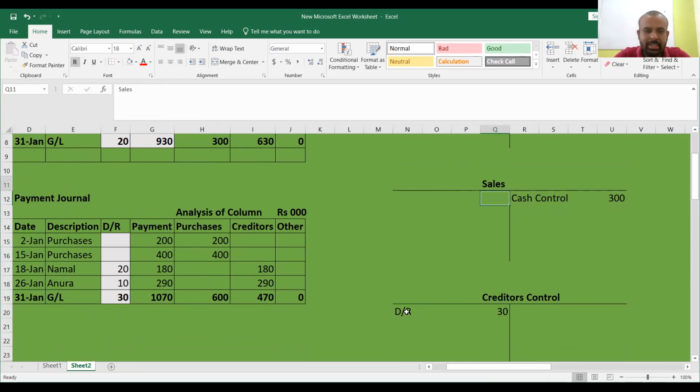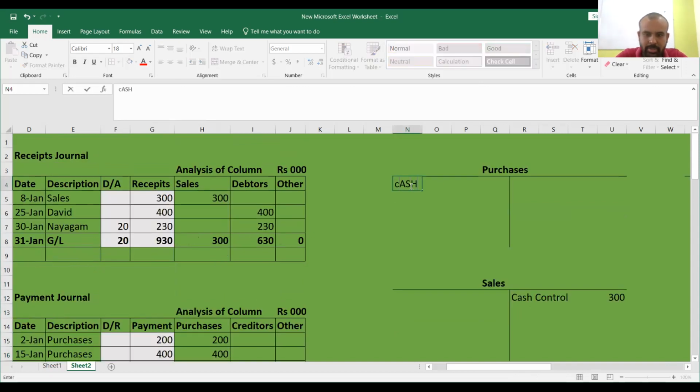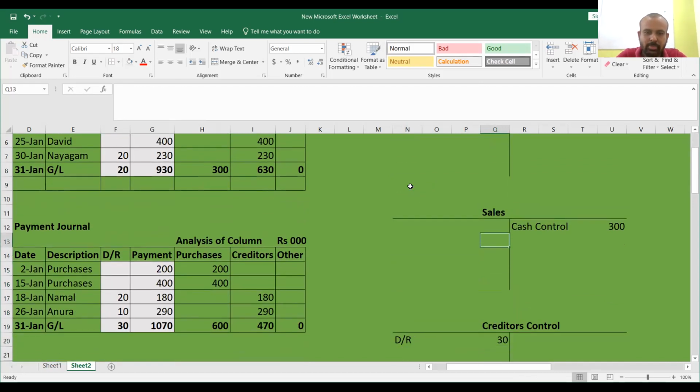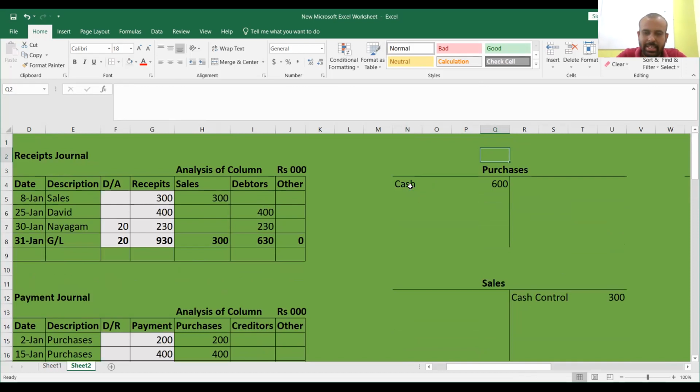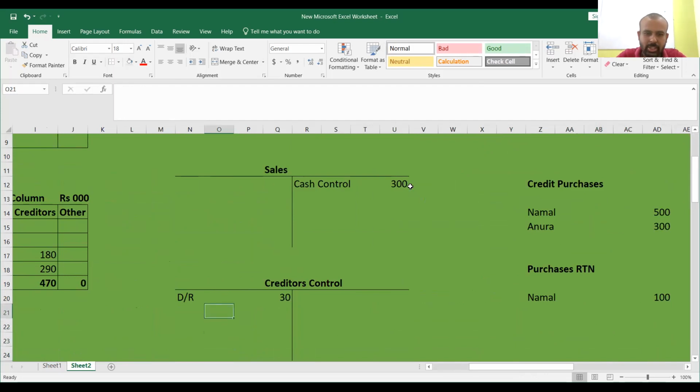Total payments 1,070,000. Total payments must be credited to the cash control account. They did not ask you to prepare the cash control account here, but must be debited to the respective other ledger account. Out of 1,070,000, 600,000 you debited to the purchases. Saying cash, you write 600,000. Cash paid to creditor rupees 470. You record here saying cash. Cash control account must be debited 470. Okay, receipts journal, payment journal, both you copied to the general ledger.